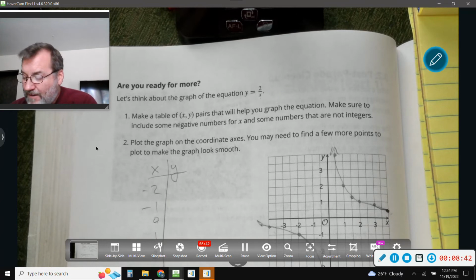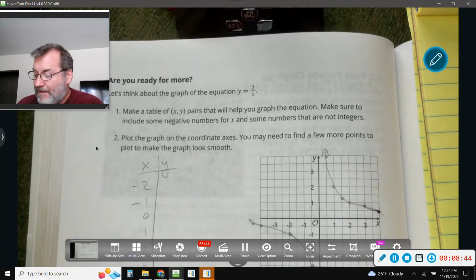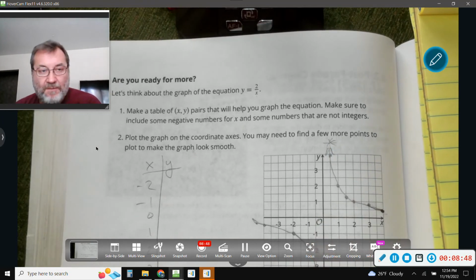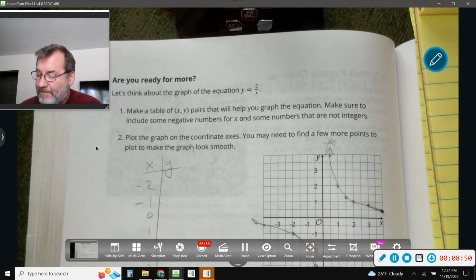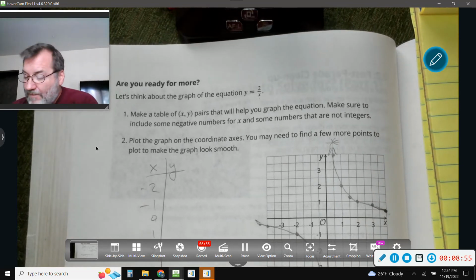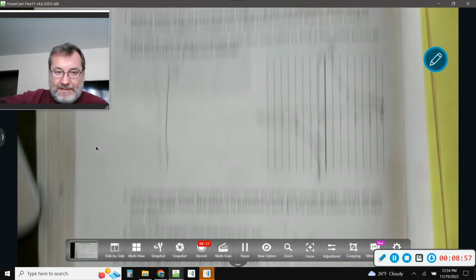This is just a nice little way to look at this. What's the largest value that y could ever be? Positive infinity. It's going up to positive infinity. What's the smallest it could be? Negative infinity. All right. Filling and emptying tanks. Let's look at that one real quick.